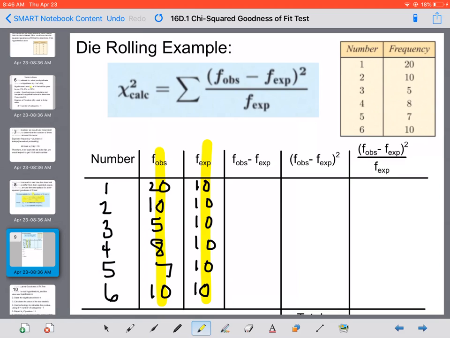Now I want you to do this with me. Go to your calculator, and the first thing we need to do is put those two columns into L1 and L2. Go to Stat and hit Edit, clear out your L1 and L2, and L1 is always going to be your observed, L2 will be your expected. So we will enter 20, 10, 5, 8, 7, and 10, all in L1, and then in L2, we have our tens. And we should have the same amount.